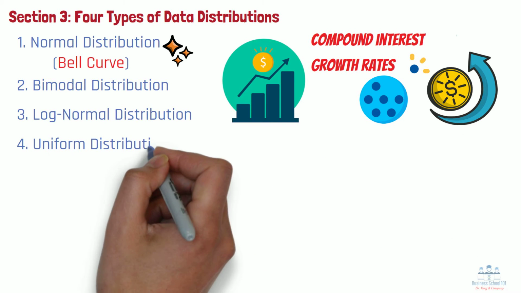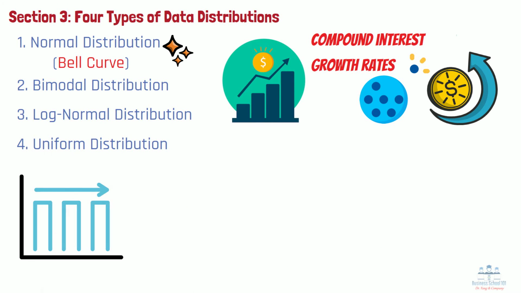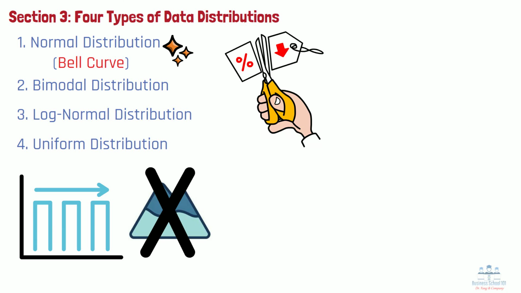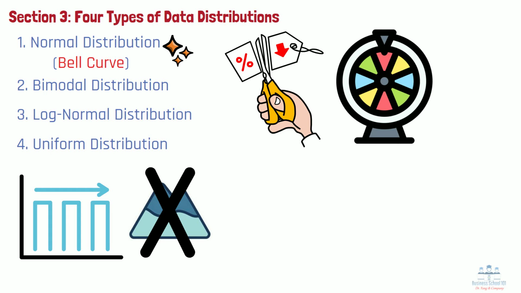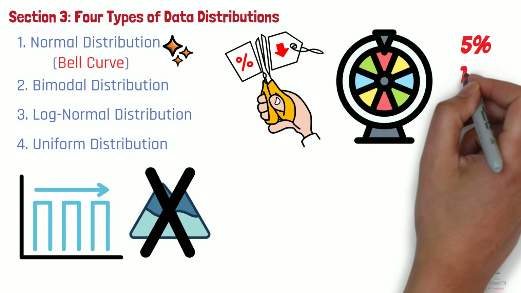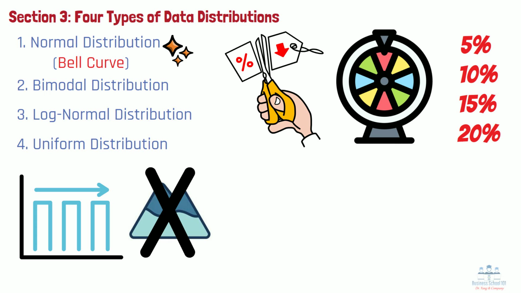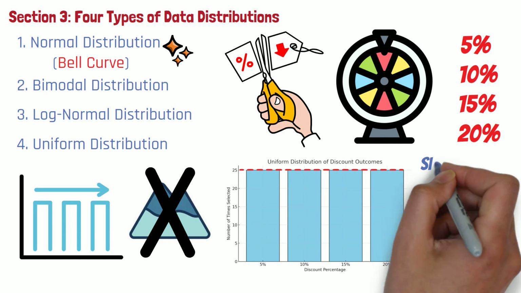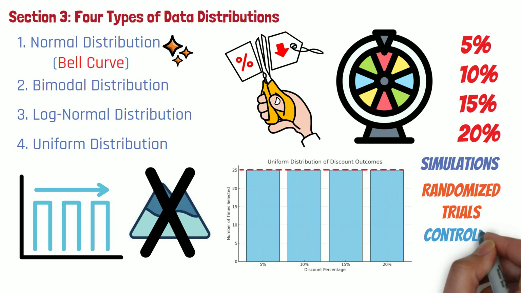Number 4. Uniform distribution. The uniform distribution is flat, meaning all outcomes have the same frequency. There are no peaks or valleys. Every value in the range is equally likely to occur. For example, imagine a company running a promotional giveaway where each participant spins a digital wheel that gives a random discount: 5%, 10%, 15%, 20%. If the wheel is fair, the discount outcomes would follow a uniform distribution, with each having an equal chance of being selected. Uniform distributions are rare in the real world but important in simulations, randomized trials, or controlled experiments where fairness and equal probability are necessary.